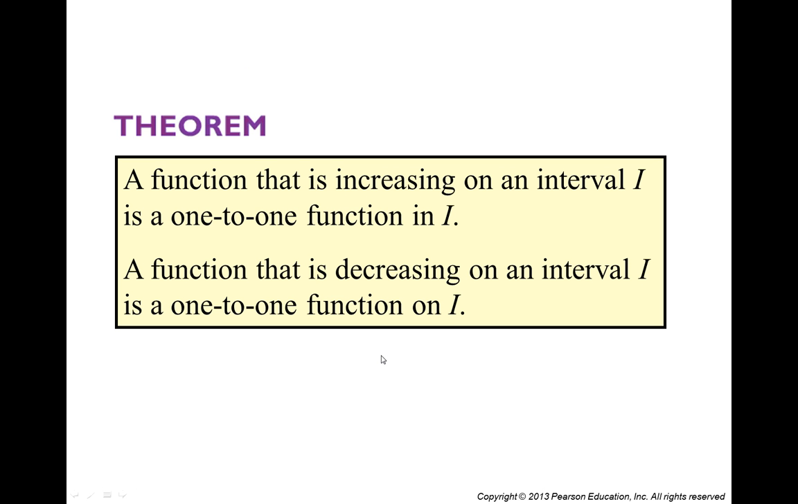A function that is increasing on an interval is a one-to-one function. A function that is decreasing on an interval is also a one-to-one function, because if you're increasing, your values are changing. You're giving a new input and getting a new output, and as they increase, they're increasing. Same with decreasing. If I am going down, then the next x input will give me an output that's less. So we're not going to get any repeating ones.